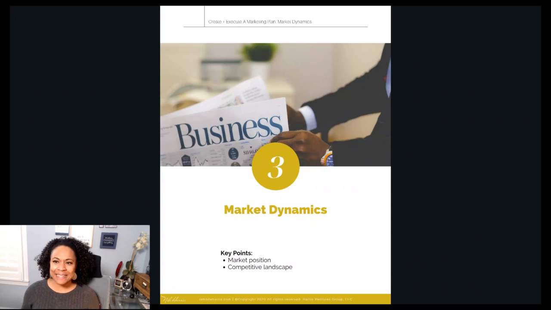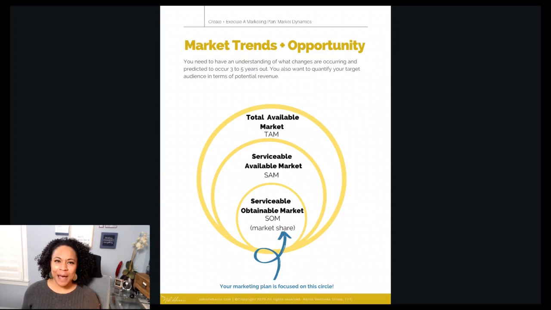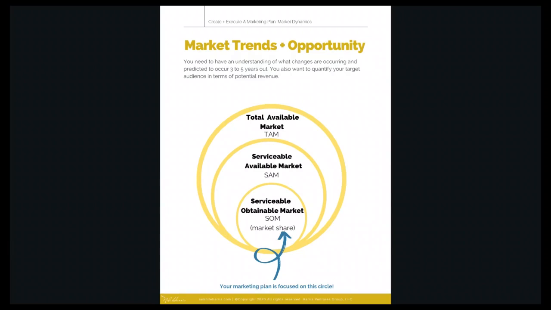What's coming next? And this will help you do that. So I've got some circles here. Let's talk about some definitions. What are some of these things? What do these things mean? Total available market, TAM, serviceable available market, SAM, serviceable obtainable market, SOM. So maybe you've heard people refer to TAM, SAM, SOM.